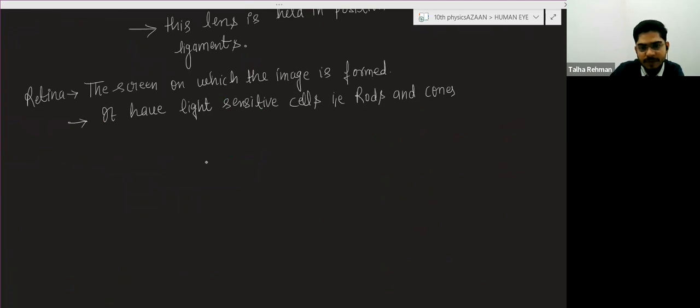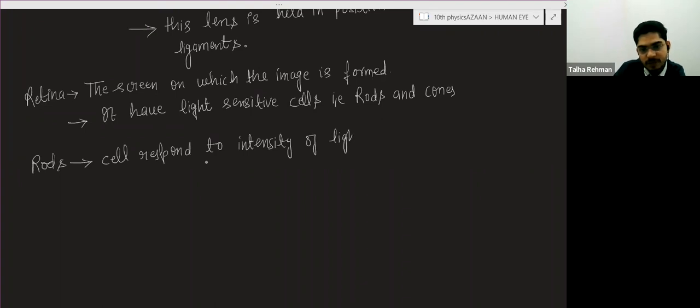What I am writing here is what rods and cones are. Basically, rods are the cells that respond to the intensity of light. Intensity of light means this cell gets activated due to the intensity of light, meaning whether the light is bright or whether the light is dim.